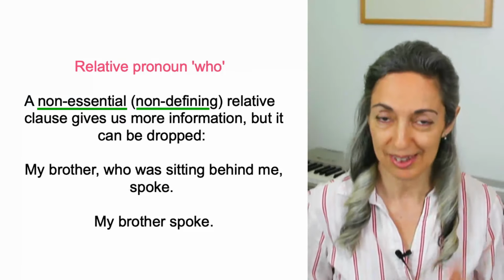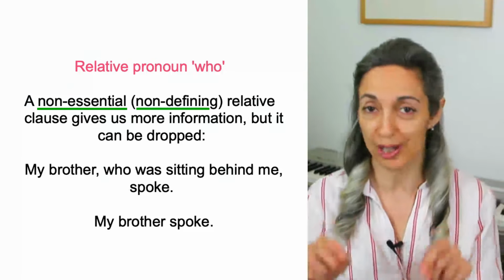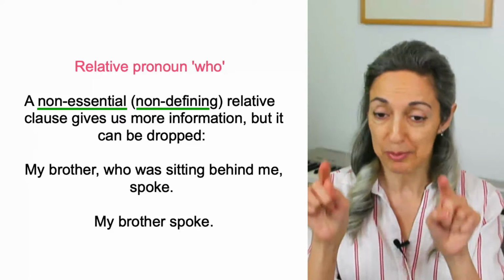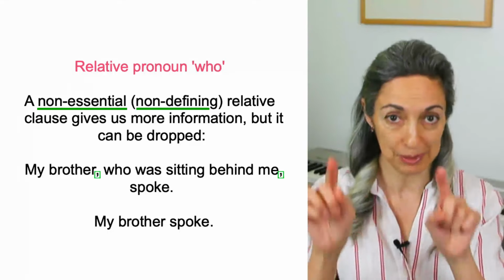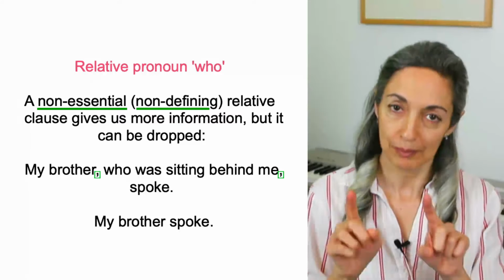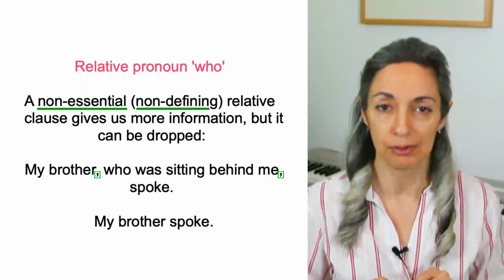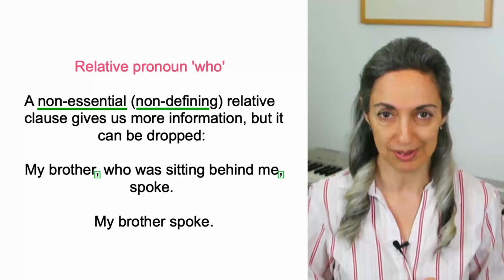I hope you noticed that with a non-essential relative clause, the clause comes between two commas. That means we can drop it. With an essential relative clause, there are no commas.